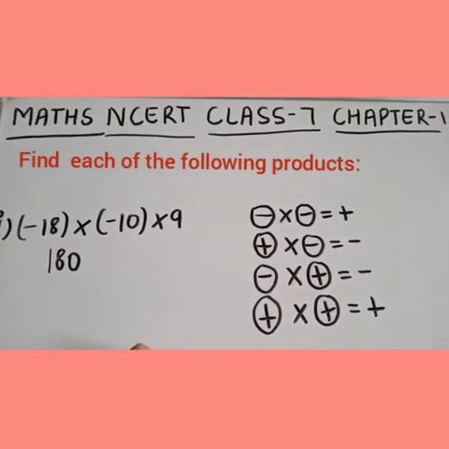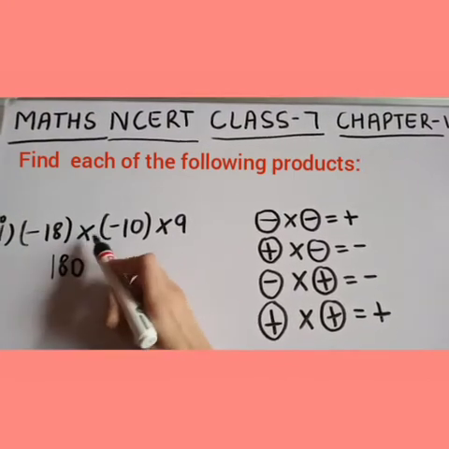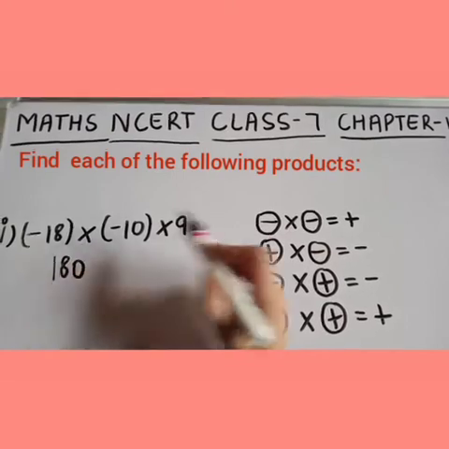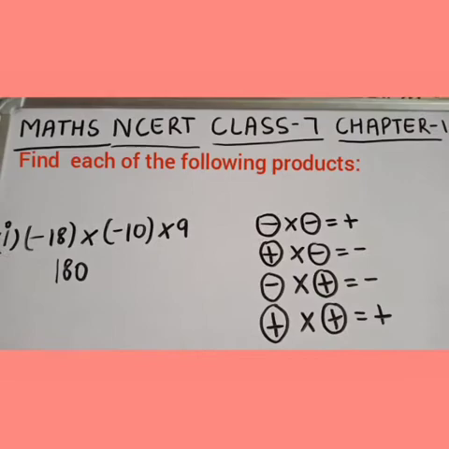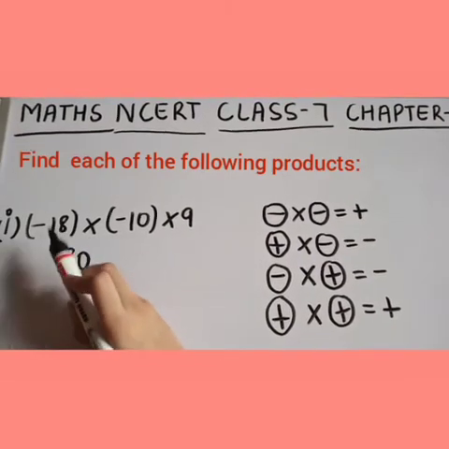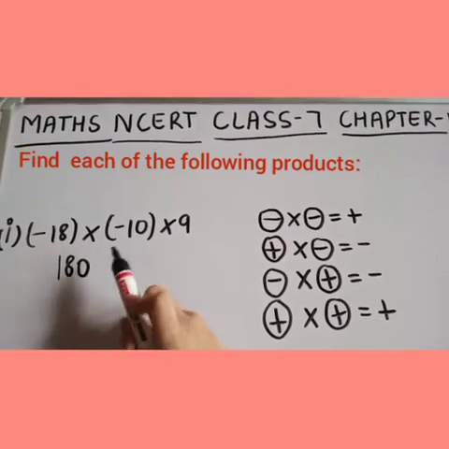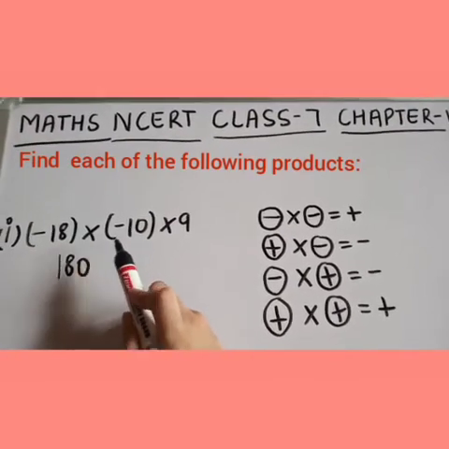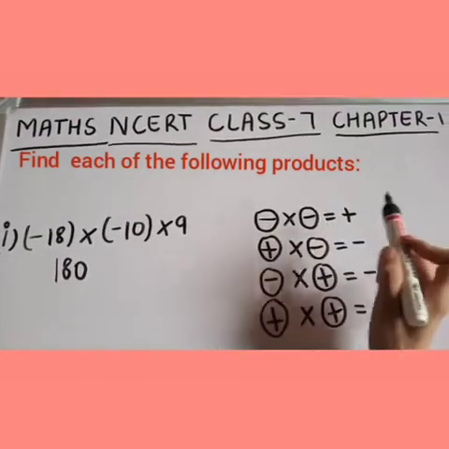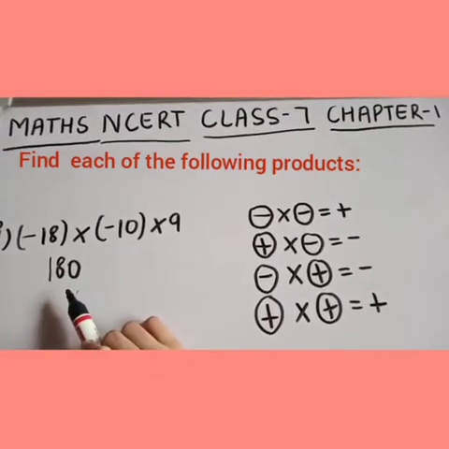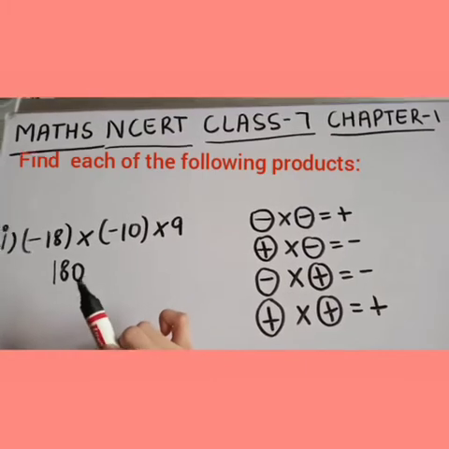Now, let's come on to the signs. Minus into minus is plus. So that means when we multiply these two numbers, because they are both negative numbers, if we multiply them, negative comes out to be a positive number. That means 180 is a positive number.